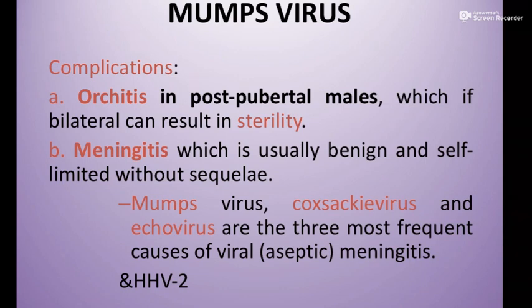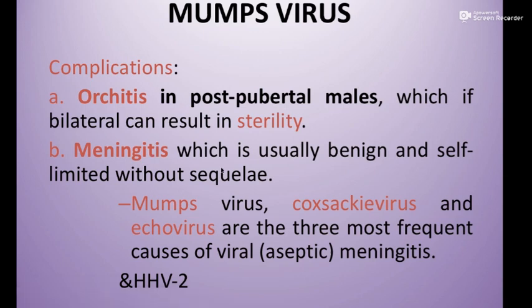Respiratory syncytial virus, RSV, in the bronchioles causes bronchiolitis. The mumps virus, as we said, affects the salivary gland, genitourinary system and the CNS. In post-pubertal males there will be orchitis. Orchitis is inflammation of the testicles, which, if bilateral, leads to a very high rate of sterility in males.